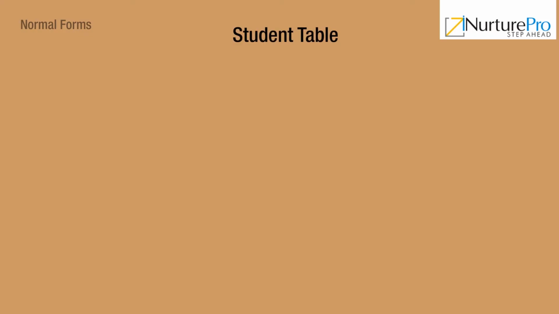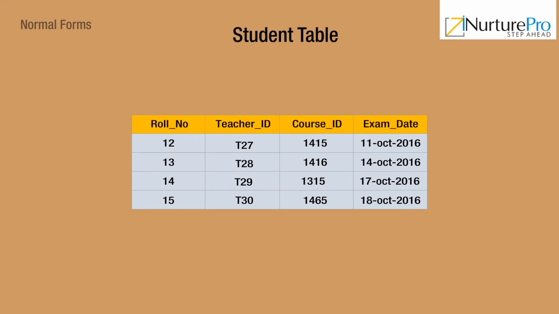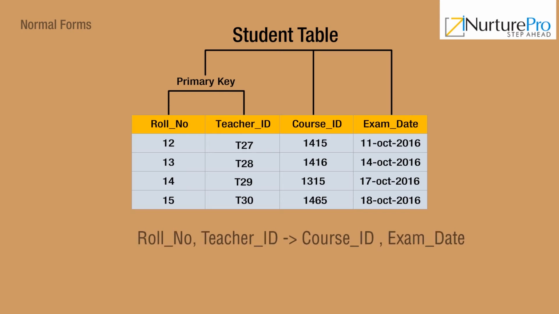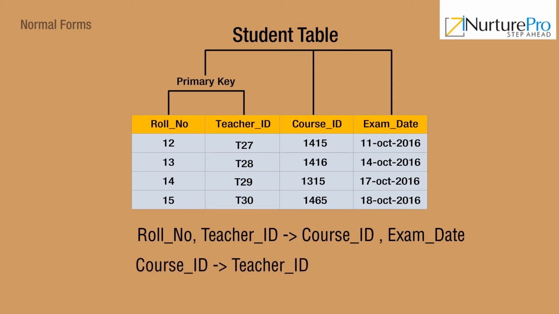Now, let us see an example for BCNF. Consider student table. In this table, roll number and teacher ID are composite primary keys that determine course ID and exam date. Hence, we can say that the relation is in third normal form since there is no transitive dependency. However, in this table, one more dependency exists. That is, from course ID, we can determine teacher ID. Even though course ID is a non-key attribute, it can still determine teacher ID. Therefore, we can say that the relation is not in BCNF.